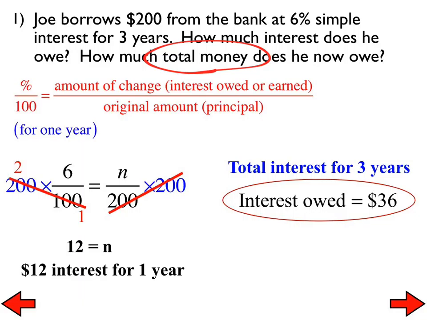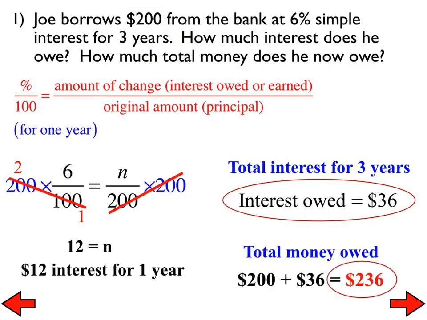How much money did he originally borrow? 200. So how much total does he have to pay back now? You have to add it back to the principal. So $236 would be your final answer. Any questions about number 1?